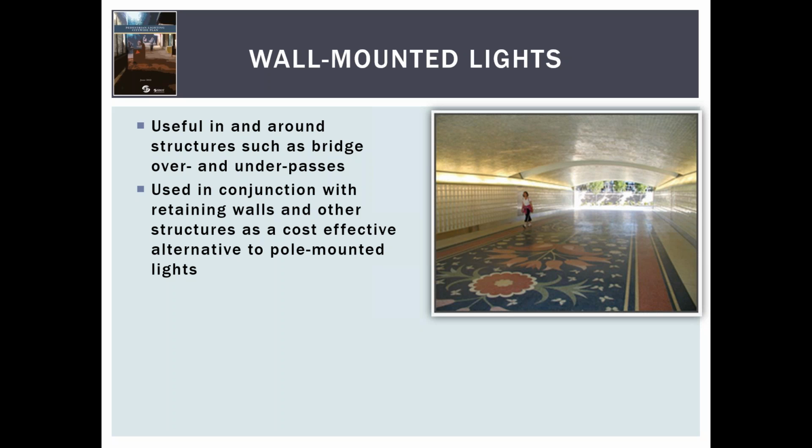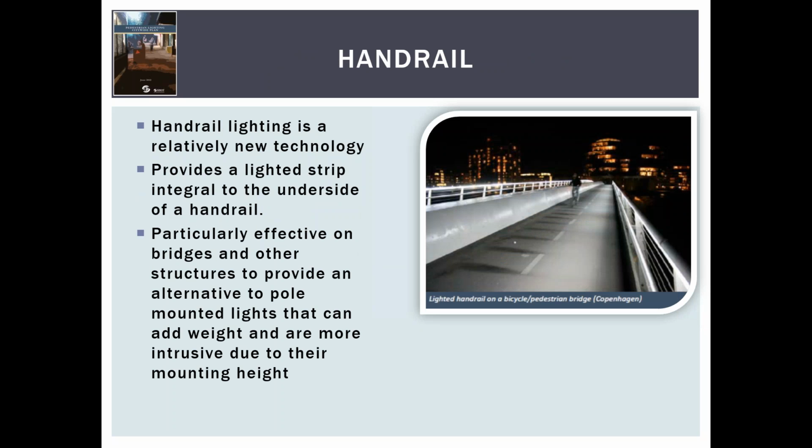There's an arterial street that goes over it. You'll notice there's a gap in between. That provides natural lighting. In most tunnels, if you have the opportunity, provide that natural lighting from above. It can be covered to keep the elements out, the debris and rain out of the underpass that's underneath. Handrail lighting is also a relatively new technology that provides a lighted strip integral to the underside of a handrail. It's particularly effective on bridges and other structures to provide an alternative to pole-mounted lights that can add weight and be far more intrusive due to their mounting heights.